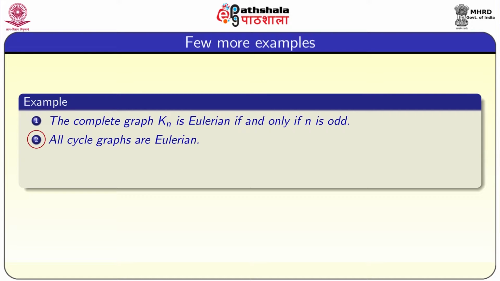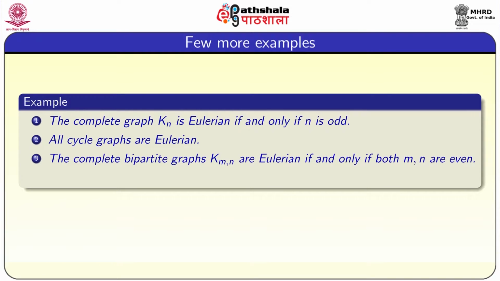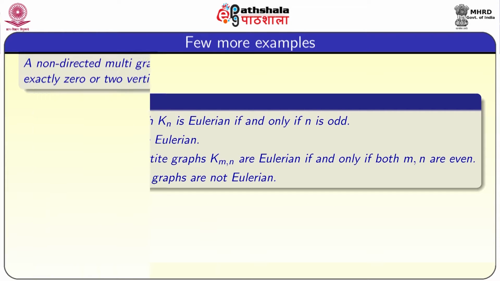All cycle graphs are Eulerian, since the degree of each vertex in a cycle is 2. The complete bipartite graphs Kmn are Eulerian if and only if both m and n are even. So, here it is not required that the graph should be a regular graph, the only condition required is that both m and n should be even. All trees and wheel graphs are not Eulerian graphs. It is because trees have no cycles first of all, and in wheel graphs the degree of all the vertices except the hub is 3. So, it is not an Eulerian graph.